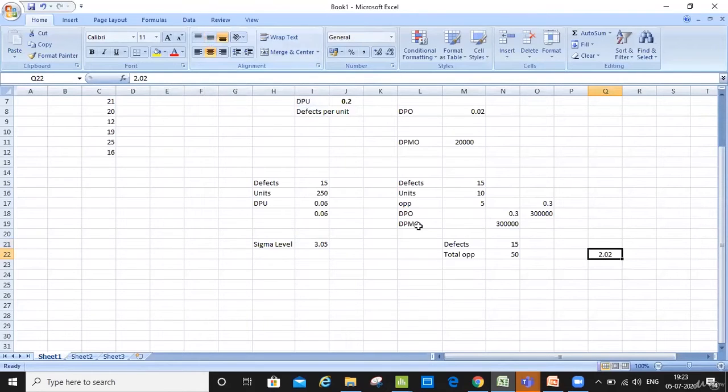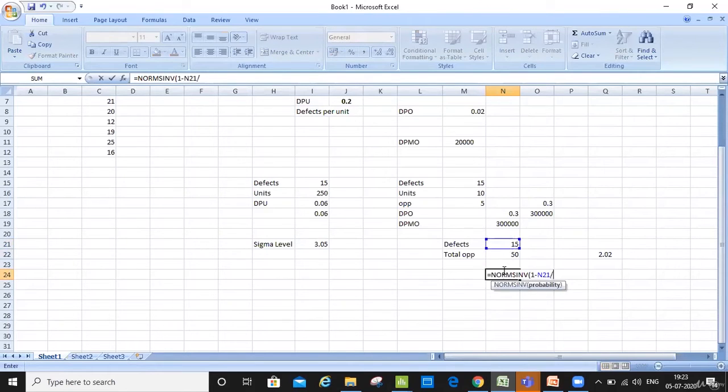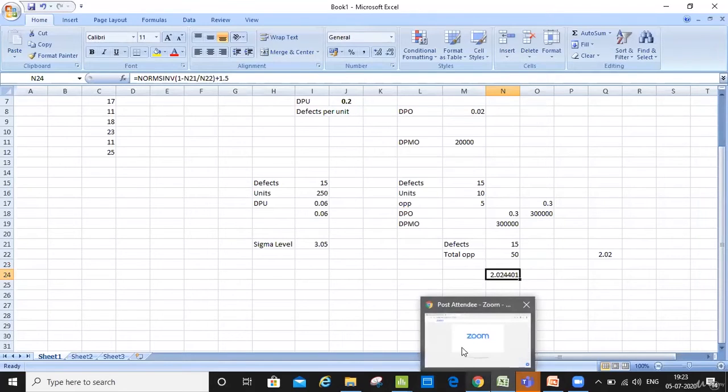Anybody has a different answer? No, same. Okay, so let's do it: 1 minus 15 divided by 50, plus 1.5. Absolutely, it is 2.02. So that's how you can look at it. If you know the total number of defects and the total number of opportunities or total number of units, you can calculate the current sigma level using this formula. And as I said, there are two ways to do it.